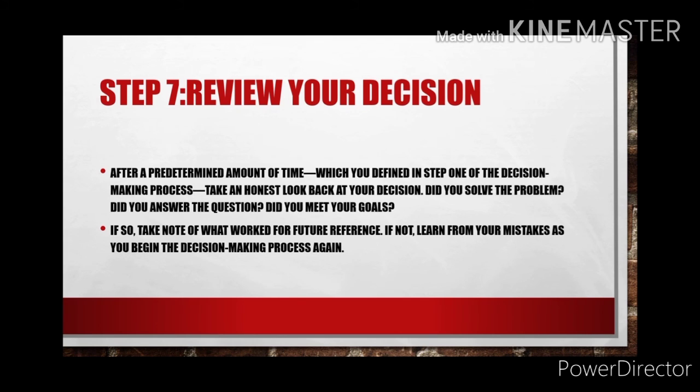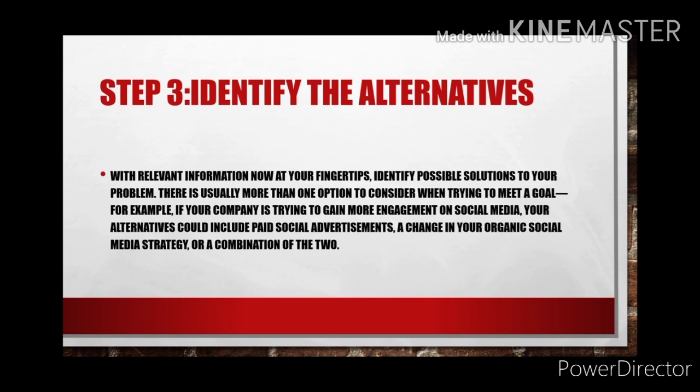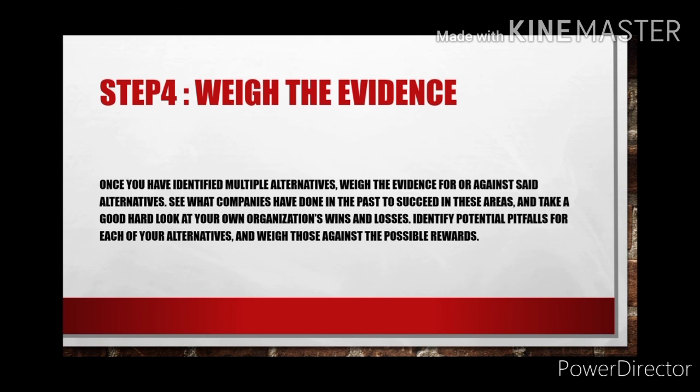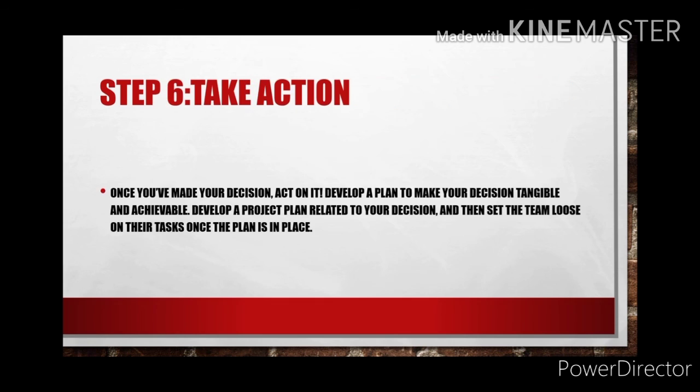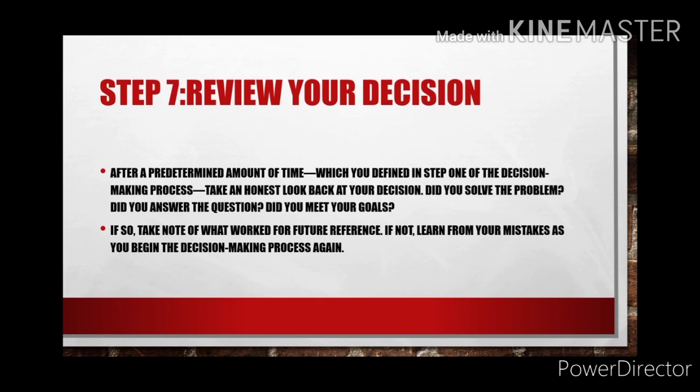So, from all seven steps, what we learned: first step, identify your problem; second step, gather information; third step, identify alternatives; fourth, weigh your evidence; fifth, choose among alternatives; sixth, take action; seventh, review your decision. The last step is the most important step, because it shows whether the entire process, the entire journey, what you have done, is perfectly correct or not.